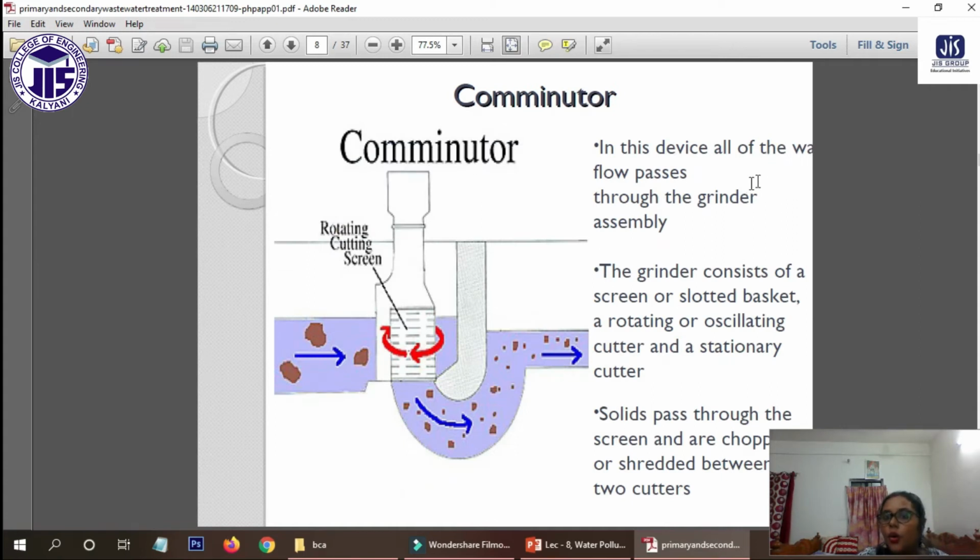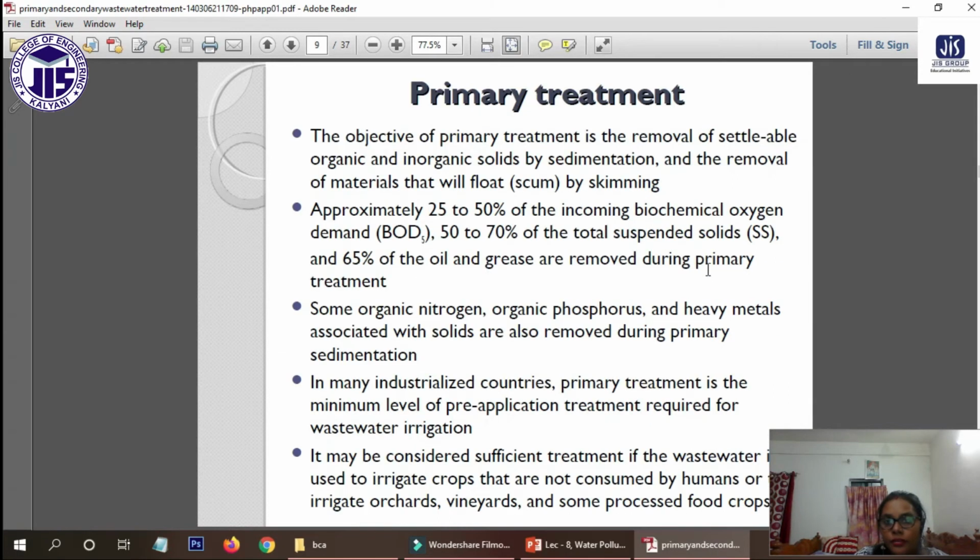Okay, so this is the grit chamber and this is the comminutor. In this device, all the waste flow passes through the grinder. So this is the grinder assembly. The grinder consists of a screen or slotted basket here, a rotating or oscillating cutter, and a stationary cutter. Solids pass through the screen and are chopped or shredded between the two cutters, and the large particles will be shredded into small particles. Understand? Okay, next we have the primary treatment.